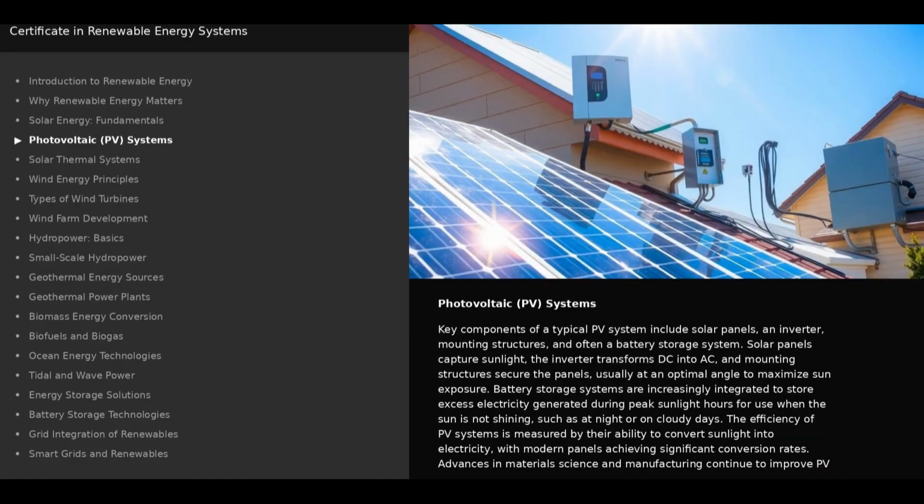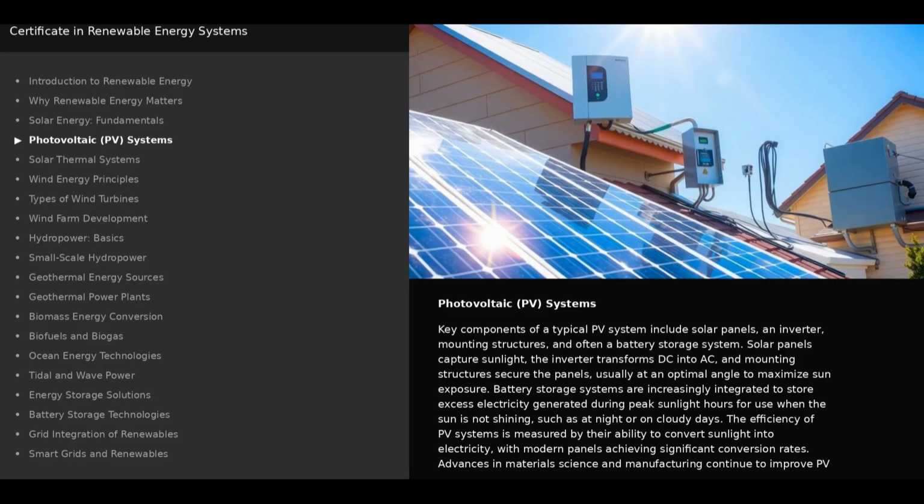Key components of a typical PV system include solar panels, an inverter, mounting structures, and often a battery storage system. Solar panels capture sunlight. The inverter transforms DC into AC, and mounting structures secure the panels, usually at an optimal angle to maximize sun exposure.